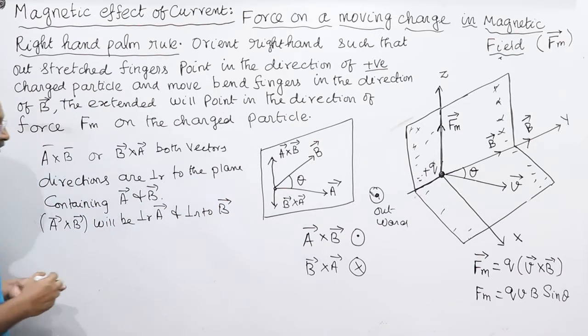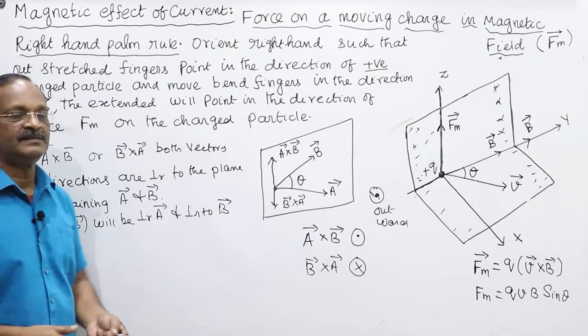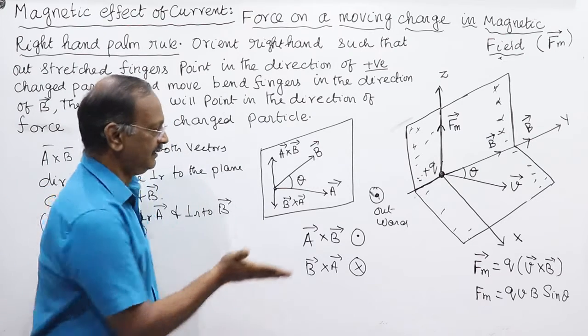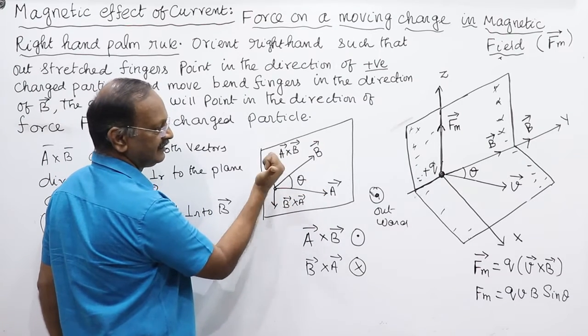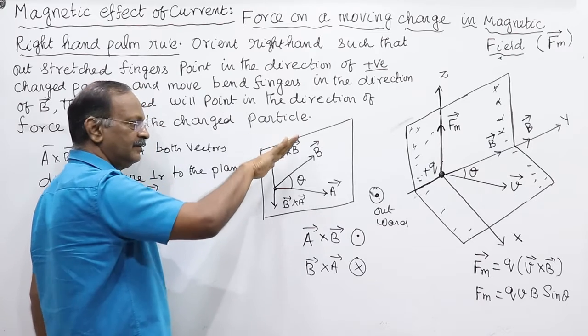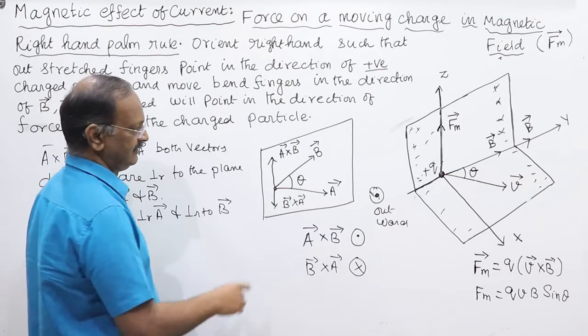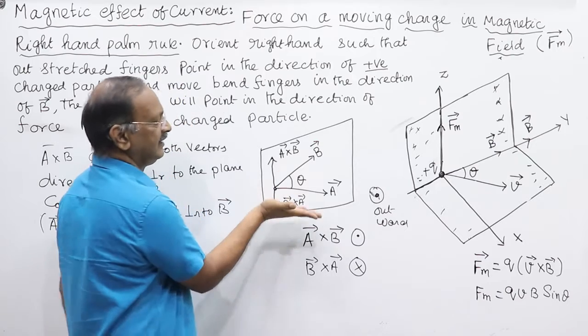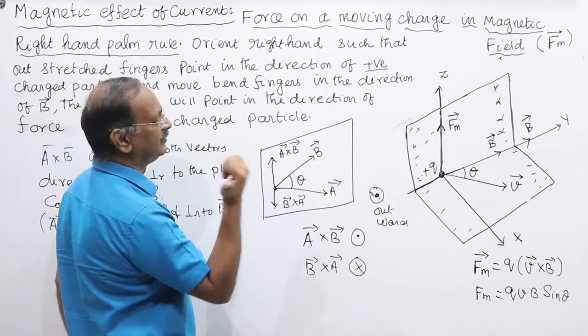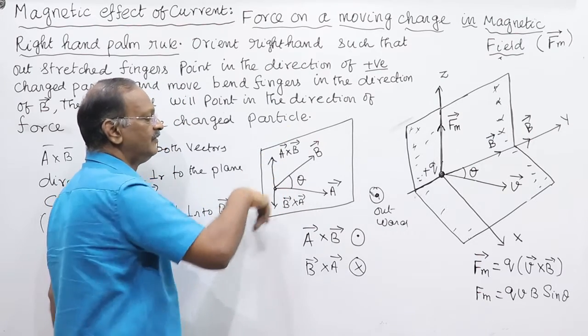This we have to remember always. A cross B means if you are going from A to B in this direction, and B to A in this direction, inward. This is A cross B, this is B cross A. A cross B is outward and B cross A is inward.